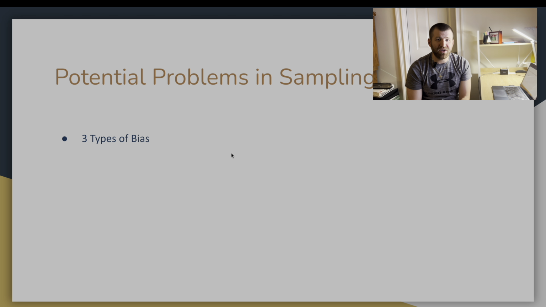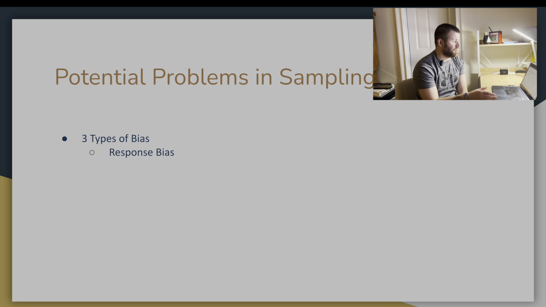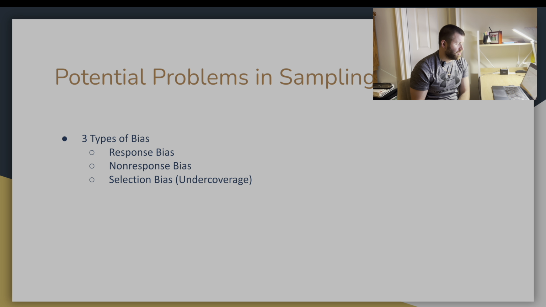We have 3 types of bias. First type of bias is called response bias, non-response bias, and selection bias. I'm going to get a little bit more into what each thing is in a second, but response bias is essentially when people don't tell you the truth. They answer one way, but the true answer is something else.